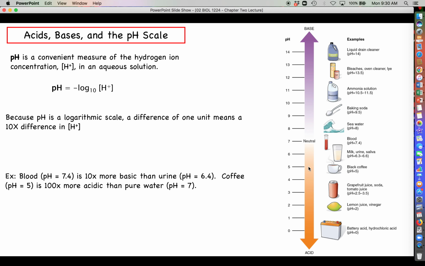Let's do another one. Let's compare coffee, which has a pH of about 5, to pure water, which has a pH of 7.